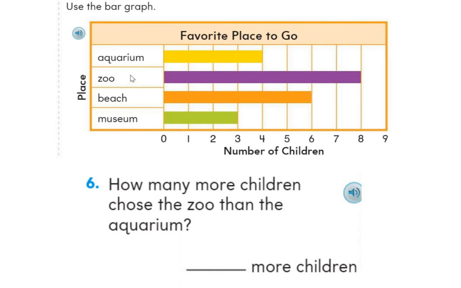Okay. How many more children chose the zoo than the aquarium? So now we're looking at 2 bars, the zoo bar and the aquarium bar. The aquarium has 4. How many more chose the zoo? 1, 2, 3, 4 more chose the zoo because 8 people chose the zoo compared to 4 who chose the aquarium. So 4 more children chose the zoo.